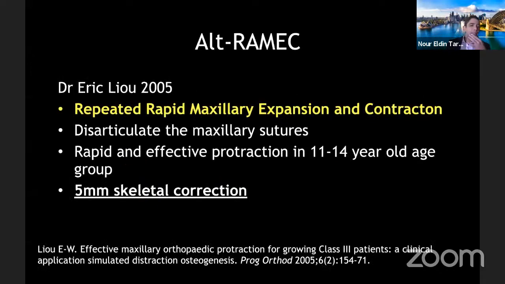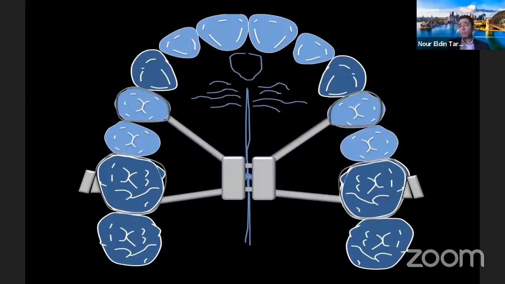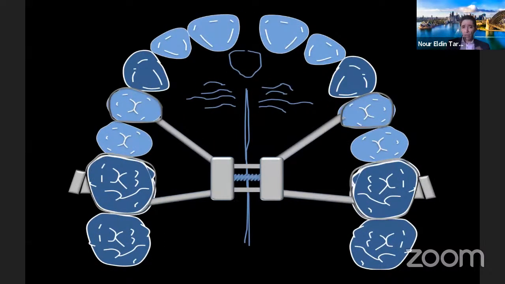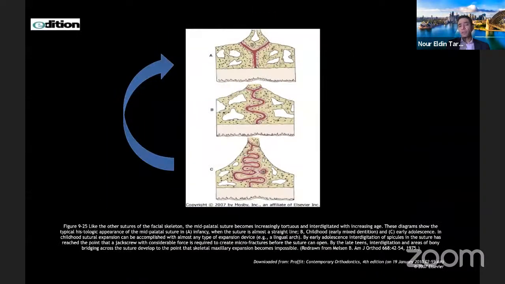One is from Professor Eric Liu in Taiwan, which is the repeated, or the Alt-RAMEC protocol, which is basically repeated rapid maxillary expansion and contraction. And the aim is to disarticulate the maxillary sutures to make them more responsive to protraction forces. And he was able to show up to 5 millimeters of skeletal protraction, even in the older children of 11 to 14 years old. Basically what we do is expand and contract for about 9 weeks, and then start the protraction. And the aim is to transform the sutures of someone who's a bit more mature, 12 to 14 years old, to that of someone who's more responsive, who's a bit younger.